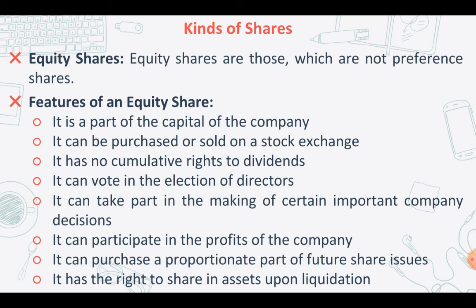So most of these larger, more important company decisions will also be made by the equity shareholders. And additionally, it can participate in the profits of the company. As we've already said, any surplus profits will be subdivided amongst the different equity shareholders. And it can also purchase a proportionate part of future share issues. That is a rights issue. I'll be dealing with rights issues in the future, so just remember that equity shares can also get a proportionate share of your rights issues. And it has a right in the share of the assets upon liquidation. When the company winds up, it has a right to share in the different assets of the company that are available after everybody else has been paid off.